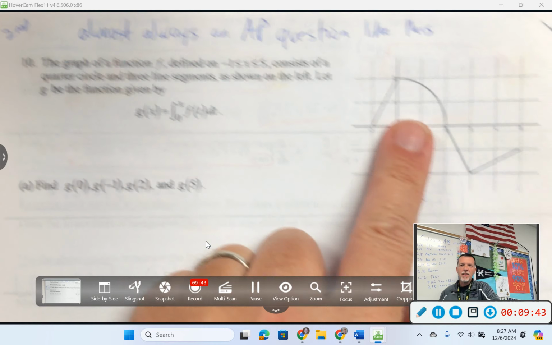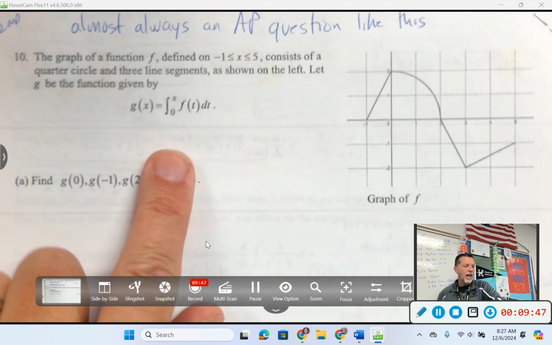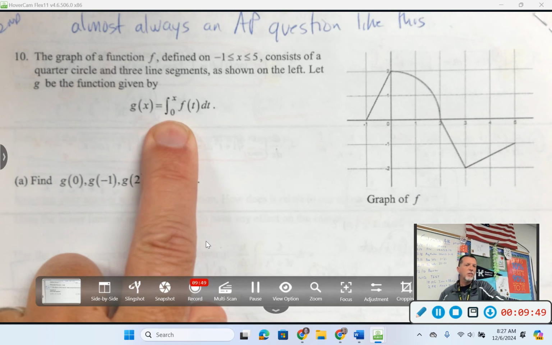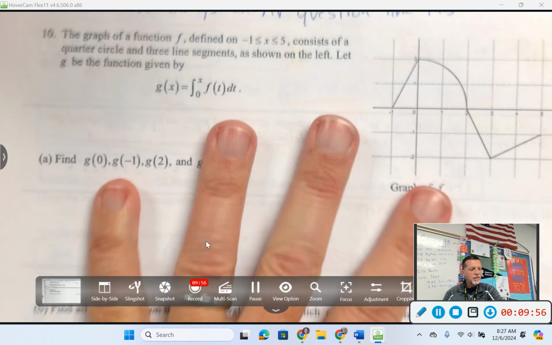I mean, I can make the picture different. I can put different lines and circles and stuff on it. I can make my starting point not necessarily 0, but then the rest of these questions are going to look really familiar. It's going to be very similar to this page.